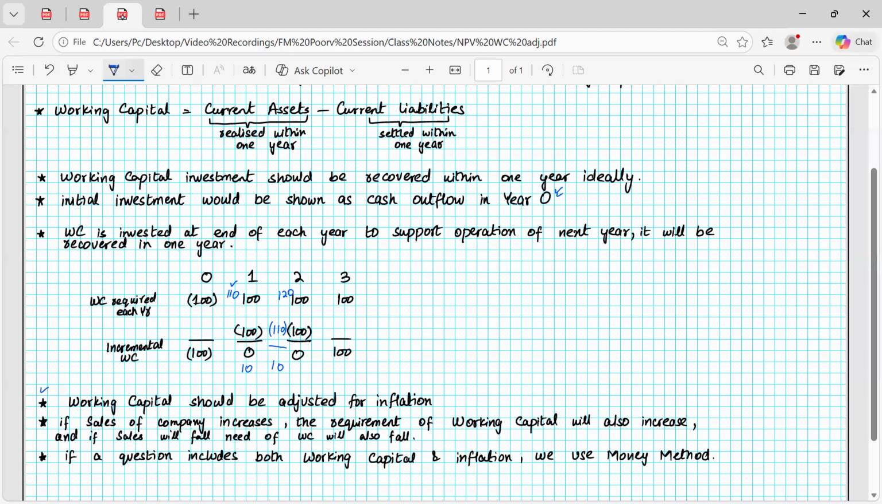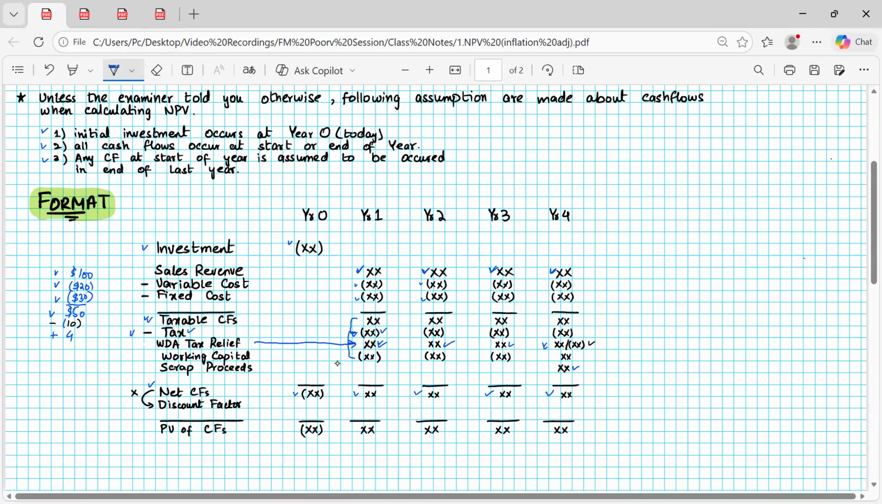So when I prepare the format, Purav, I have to show these workings in the pro forma, the main format of NPV. How will I do that? I will calculate these separately in a separate working, and these figures, minus 100, 0, 0, 100, are what I need to show in the format here. You can see here, for the working capital, cash outflow in year one, year two, year three, and in year four it can be a cash inflow as well. So this is how it works.